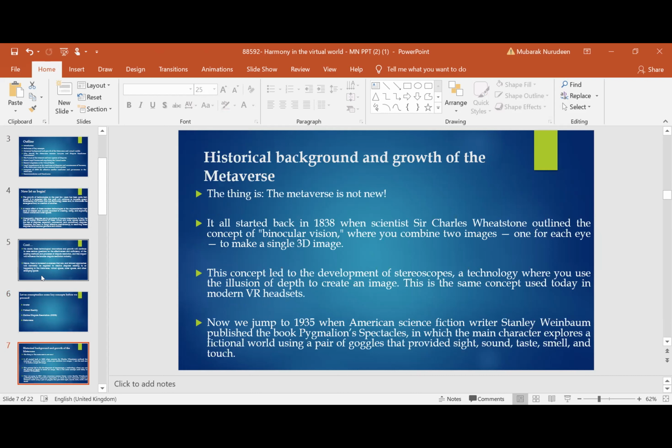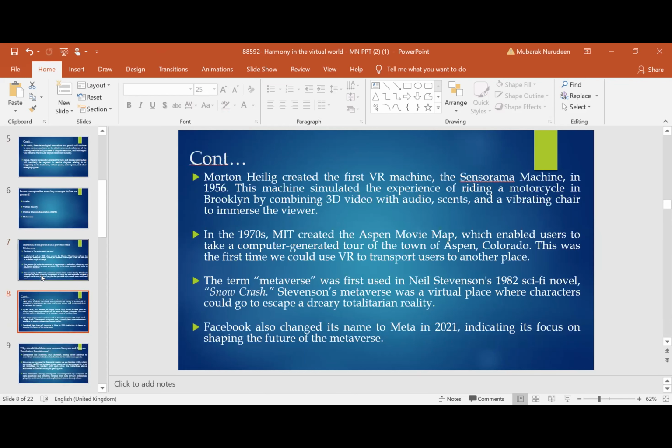Now, let us take a brief look at the historical background and growth of the metaverse. The metaverse is not new, but the modern-day use of the word metaverse can be traced to the science fiction writer Neil Stephenson, in his book Snow Crash in the year 1982. But prior to then, we've had a number of writers talk about things related to the metaverse. In 1838, we had Sir Charles Wheatstone, who outlined the concept of binocular vision, where you combine two images. Also, in 1935, the American science fiction writer Stanley Weinbaum published the book Pygmalion's Spectacles, in which the main character explores a fictional world using a pair of goggles. So that is basically the historical background. In essence, the metaverse is not new, and it's been around for a while.